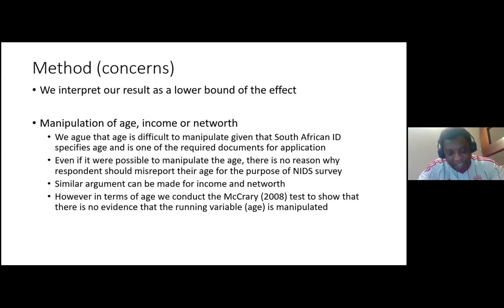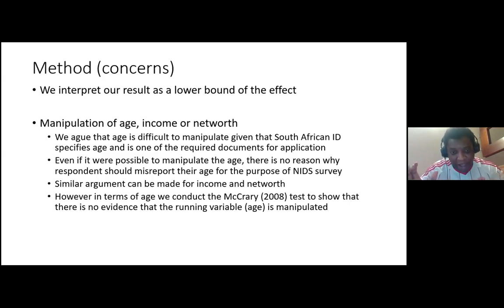And even in the case where it was possible to manipulate age, this argument was made by Amber, who investigated the effect of old age pension on women's autonomy. She argued that even if people misreport their age to SASSA, they have no reason to misreport their age to NIDS, because NIDS is a separate thing. So we're still likely to be capturing the right age.